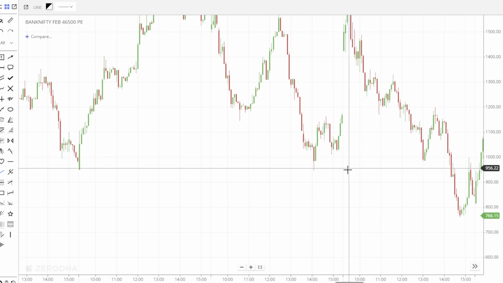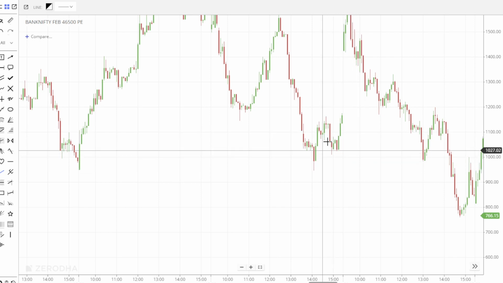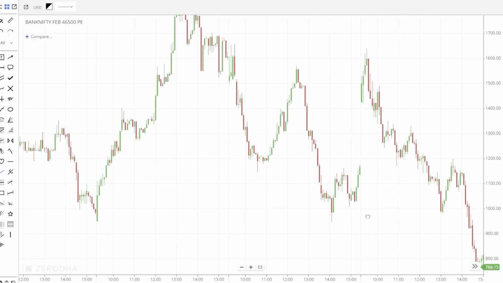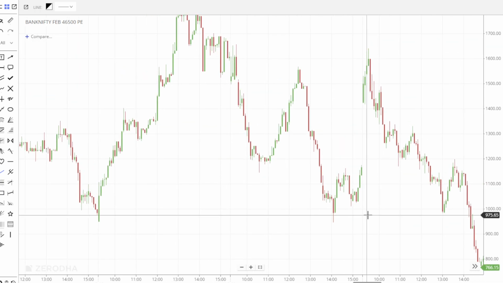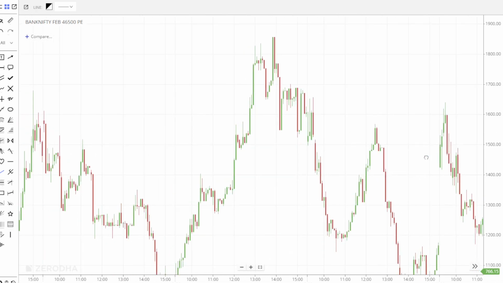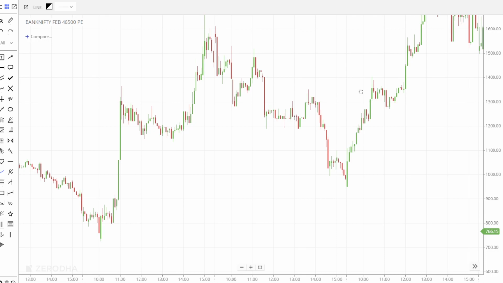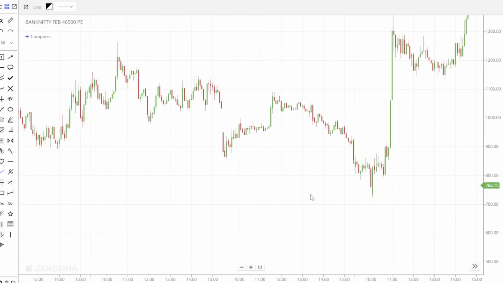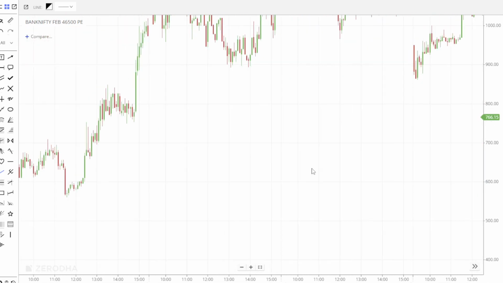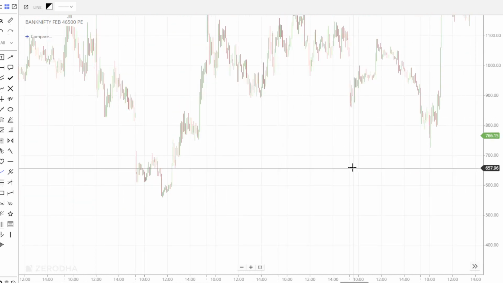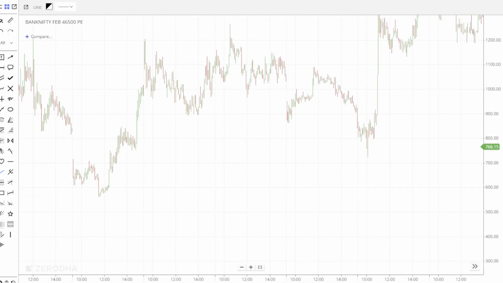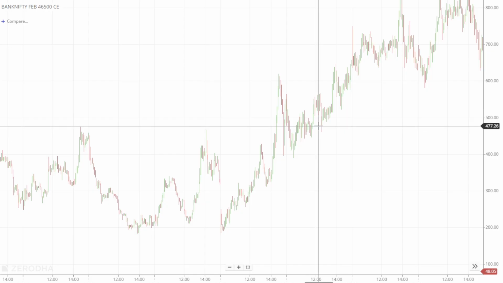Avoid taking trades at the end of the day, in the last 20 minutes, last 15 minutes. Still, if you want to take the trade, go for it, but please close the trade before the market closes. So that's it for this explanation. Let us see one call option.